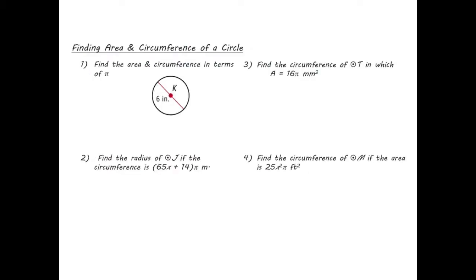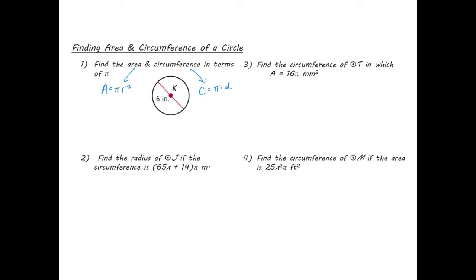Alrighty, this first batch of examples deals with the circle. The first question says, find the area and the circumference of a circle in terms of pi. I know my area is found by doing pi r squared, and my circumference is found by doing either pi times the diameter or 2 times pi times the radius. But since I'm given the diameter here, I'll use pi times d.